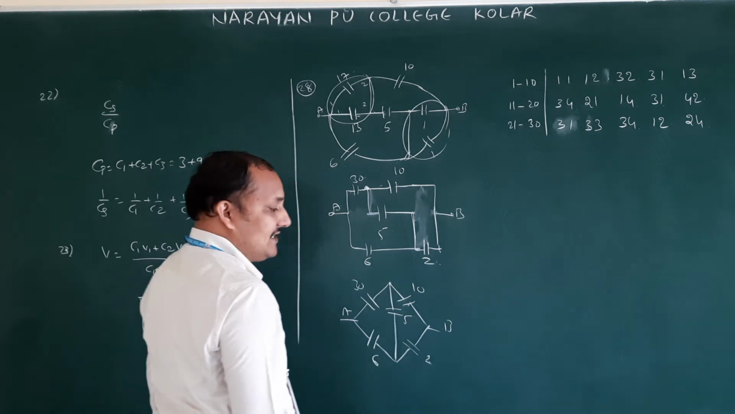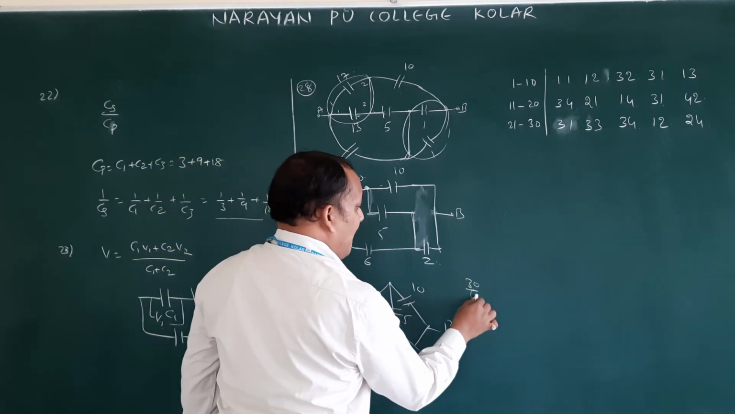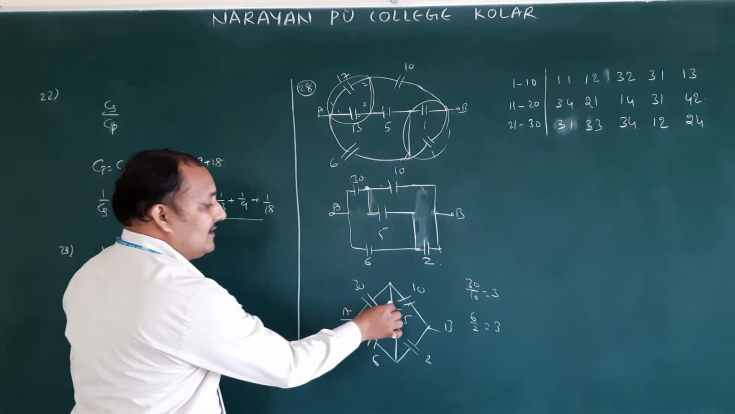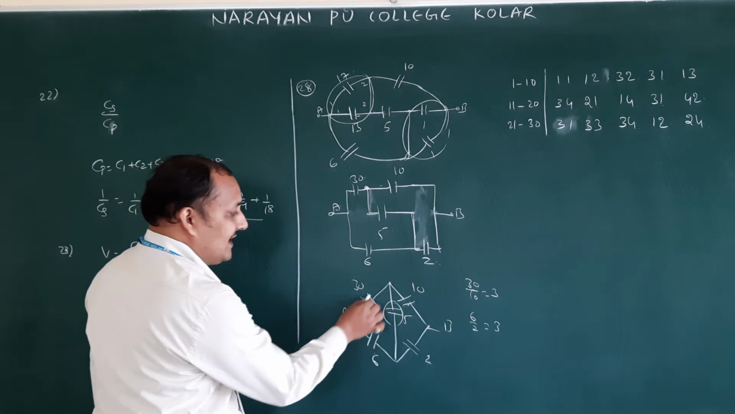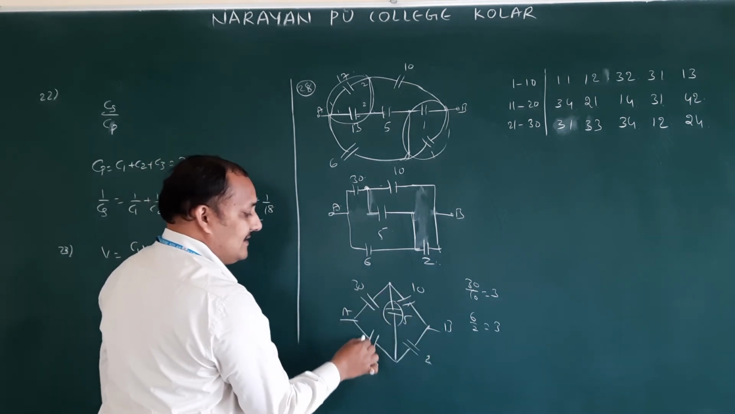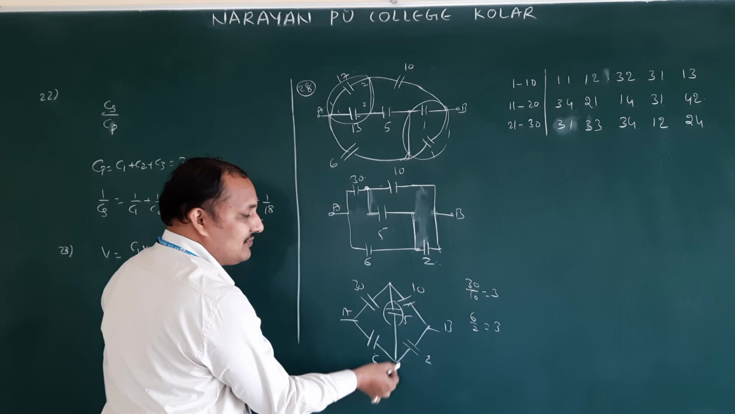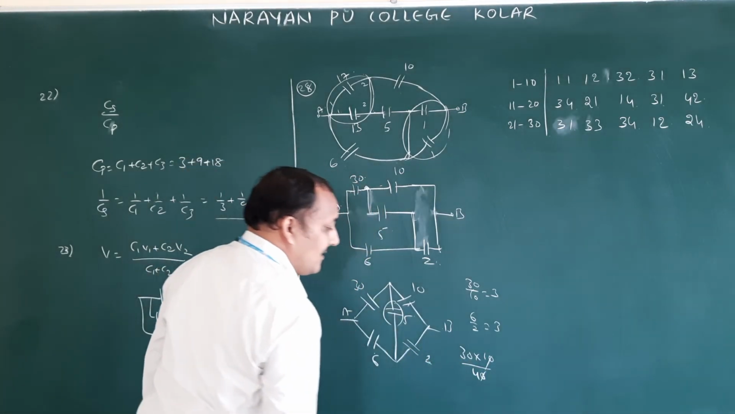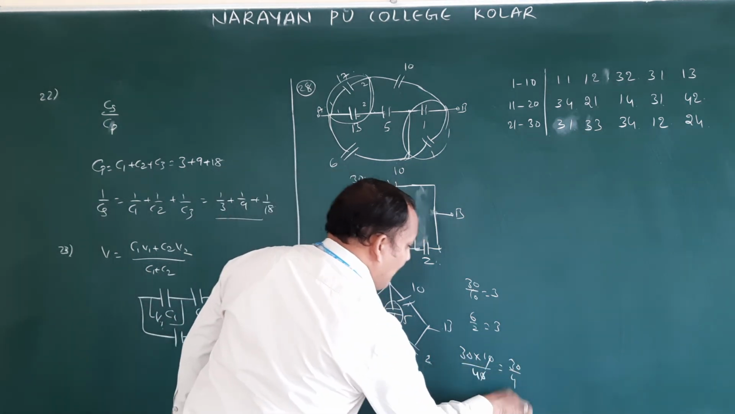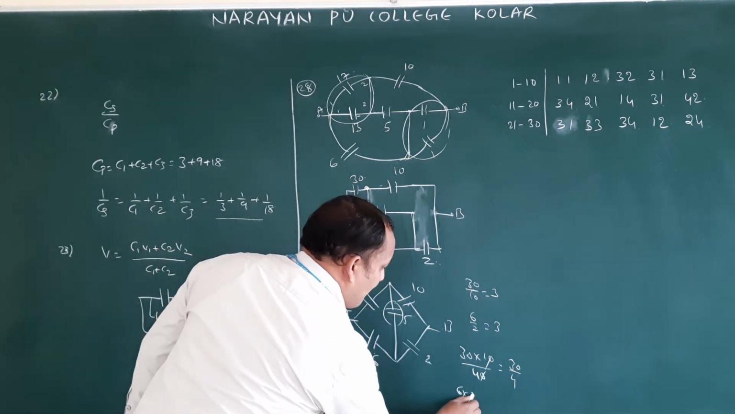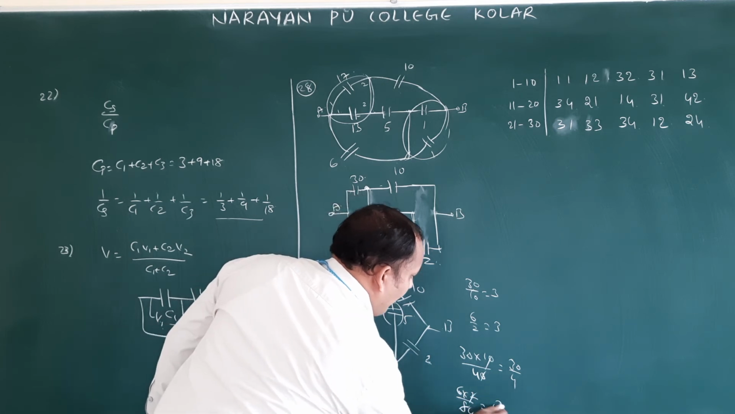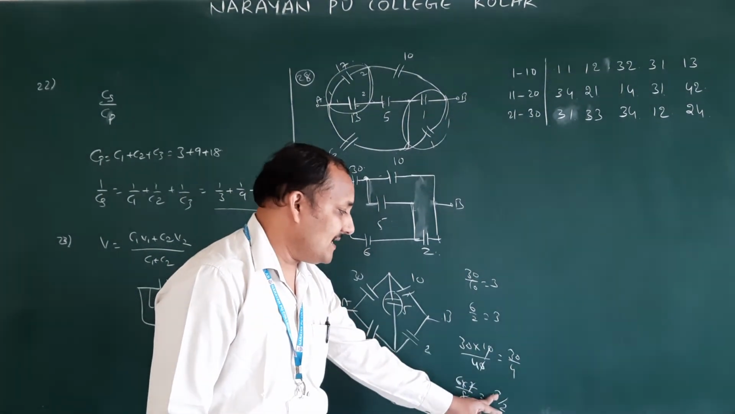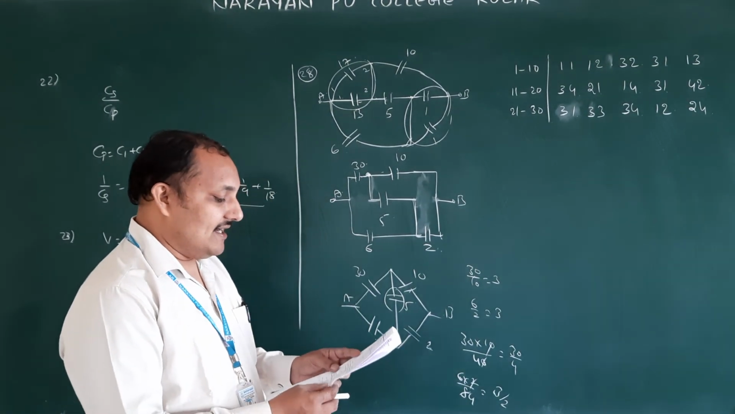Now see the distance condition. 30 by 10, how much? 3. 6 by 2, how much? 3. Therefore this one will be removed. Removed means how are 30 and 10 connected? In series. 6 and 2 are connected in series. How are these two connected? Parallel. So 30 into 10 by 40, series formula, so 30 by 4. 6 into 2 by 8, 3 by 2. These two are connected in parallel. Parallel means you can add 3 by 4 plus 3 by 2, and you will get the answer.